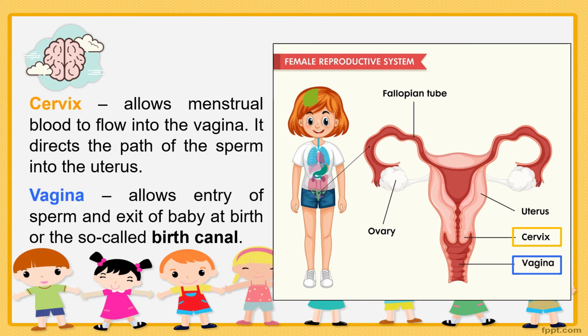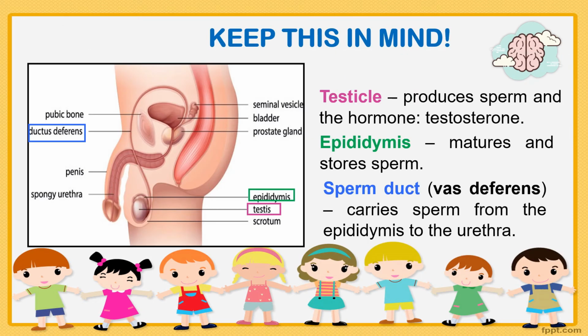Cervix allows menstrual blood to flow into the vagina. It directs the path of the sperm into the uterus. Vagina allows entry of sperm and exit of baby at birth or the so-called birth canal. Next, let us have the male reproductive system.